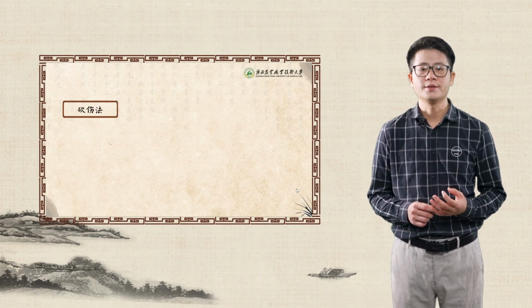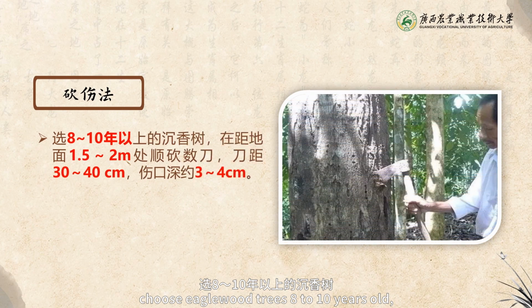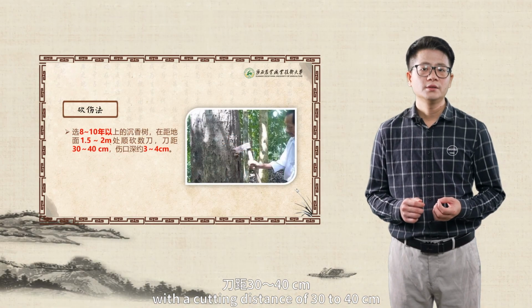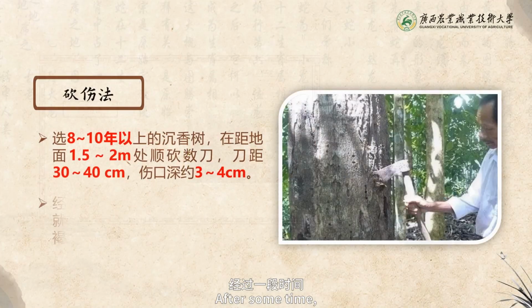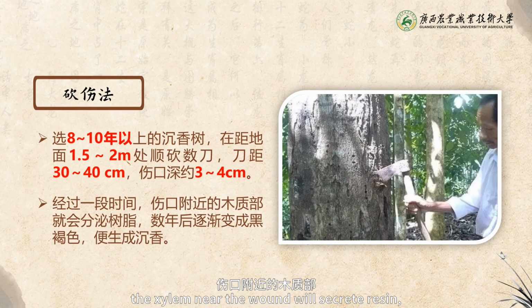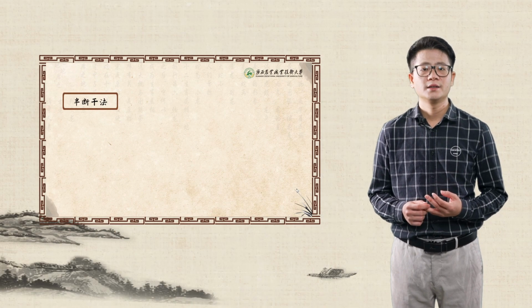1. Cutting method. Choose Eaglewood trees 8 to 10 years old, cut several times at a location 1.5 to 2 meters from the ground, with a cutting distance of 30 to 40 centimeters and a wound depth of about 3 to 4 centimeters. After some time, the xylem near the wound will secrete resin, which gradually turns into Eaglewood a few years later.